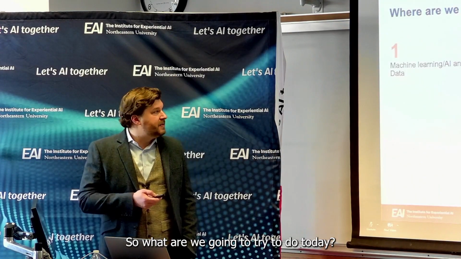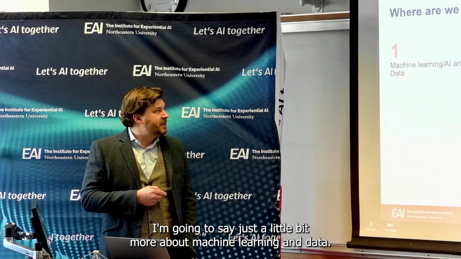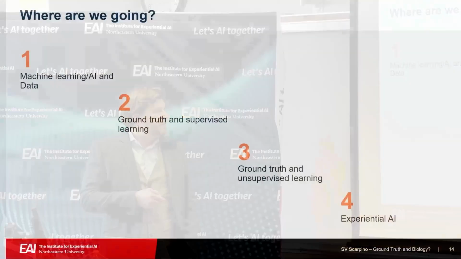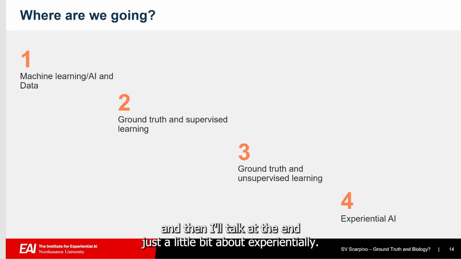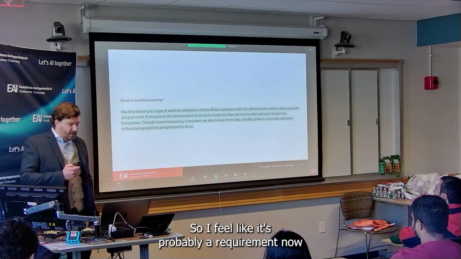So what are we going to try to do today? I'm going to say just a little bit more about machine learning and data. I'm going to talk about the problem of ground truth as it pertains to supervised learning. I'll tell you what I mean by that in just a second. Then unsupervised learning, and then I'll talk at the end just a little bit about experiential AI.